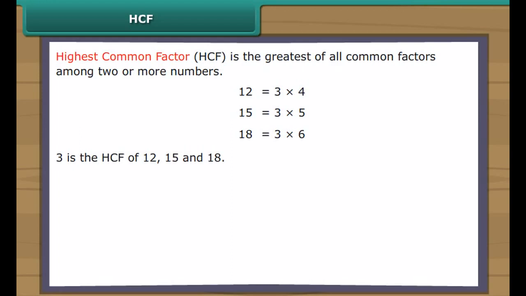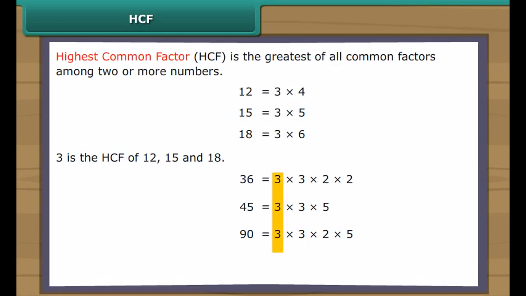Let us now find the HCF of 36, 45 and 90 using prime factorization. 36 is equal to 3 into 3 into 2 into 2. 45 is equal to 3 into 3 into 5. 90 is equal to 3 into 3 into 2 into 5. A close observation of the prime factors of 36, 45 and 90 tells us that 3 into 3 appears in all the three numbers. Therefore, 3 into 3 is equal to 9 is the HCF of 36, 45 and 90.